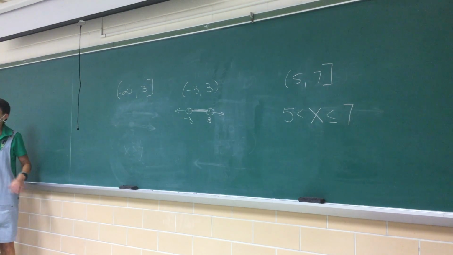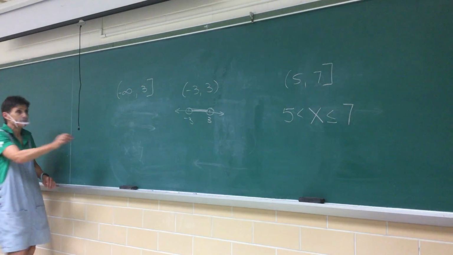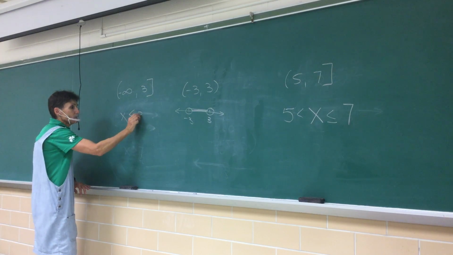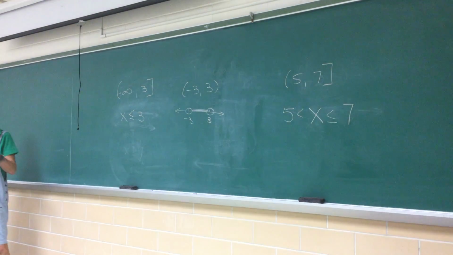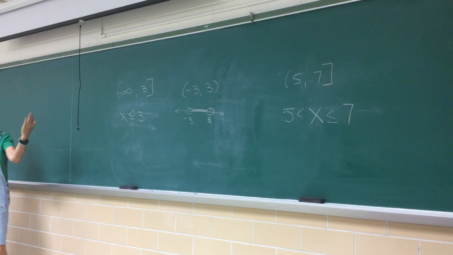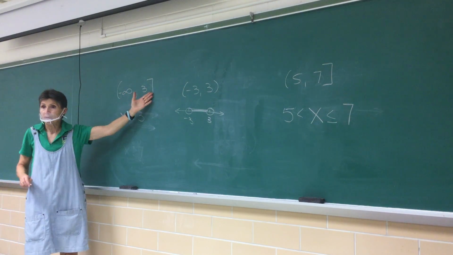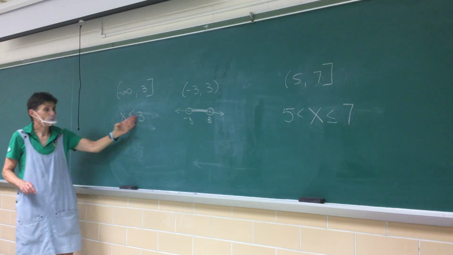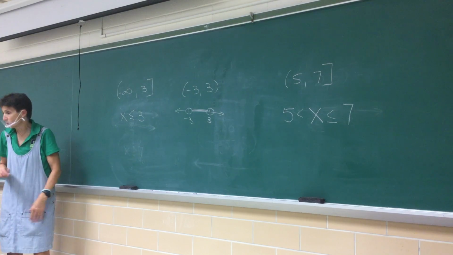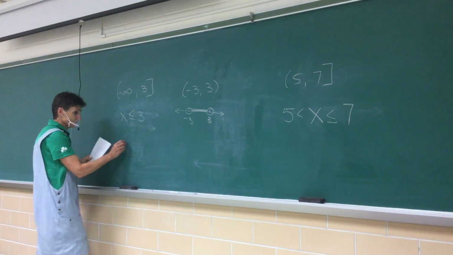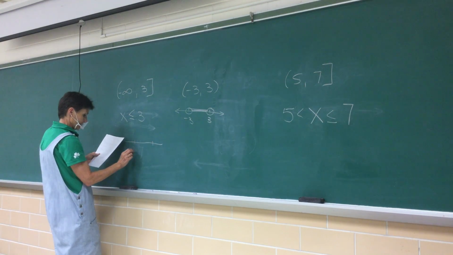Okay, what's that going to look like in terms of an inequality? X is less than or equal to 3. Why is it less than? Because this says 3 is the biggest number. This is the big number, this is the little number. So 3 is the biggest number, so everything has to be less than or equal to 3. How about this one? What's this going to be? An inequality. It's a picture.